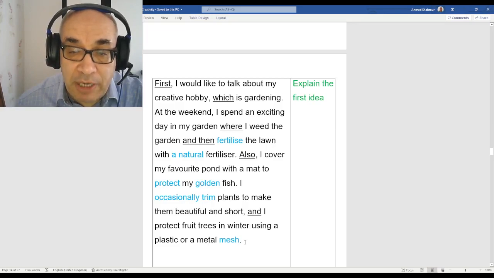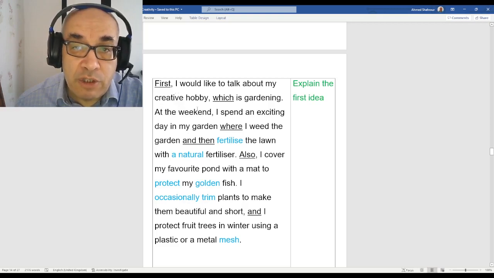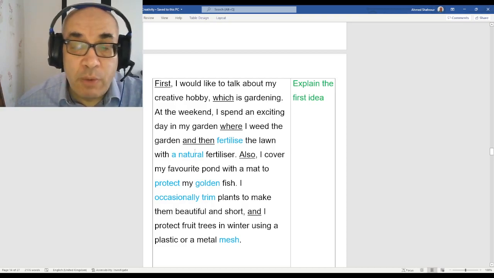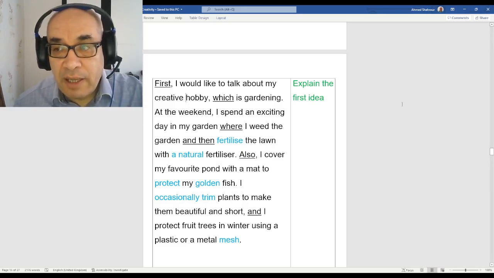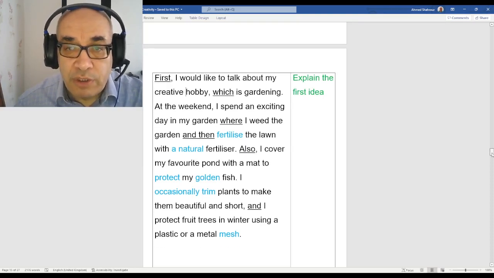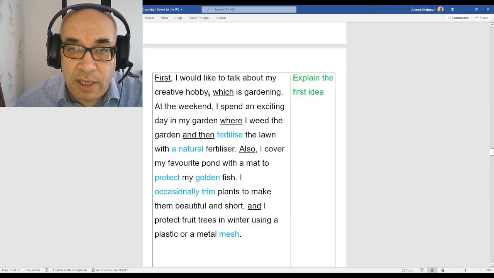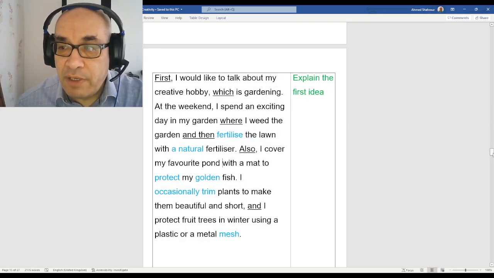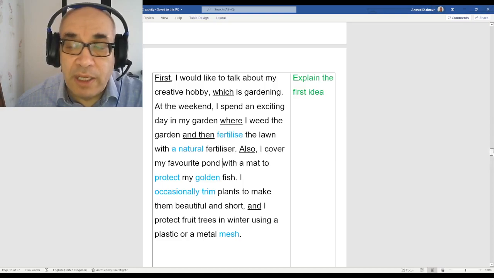or a metal mesh. So as I said, I highlighted the level 1 words in blue and I underlined the conjunctions so you can see how you should speak in your level 1 exam. Of course, this is activity 2, and first, this is like you are telling the listener this is the first idea, the first point you are going to speak about, and then all this paragraph is about what? Explaining the first idea, which is about gardening.